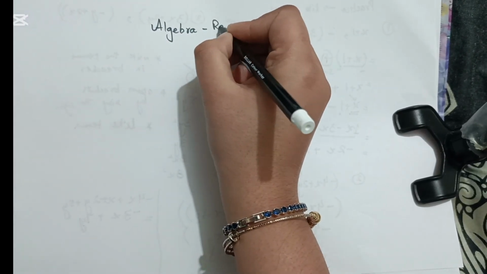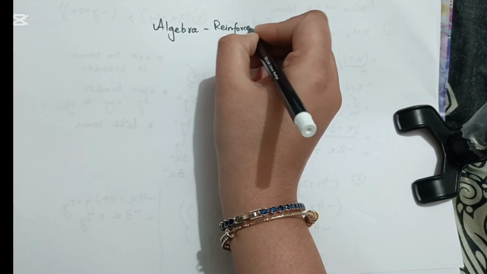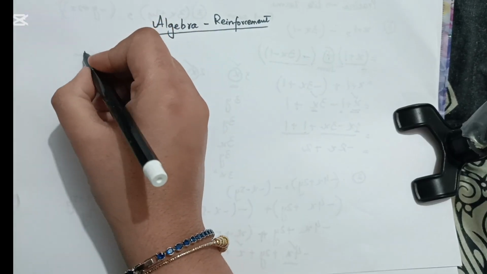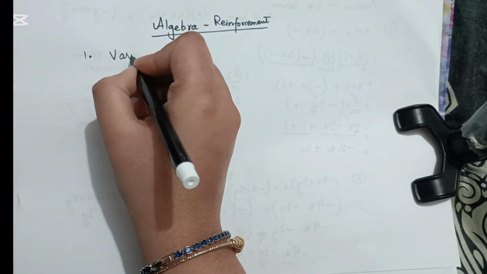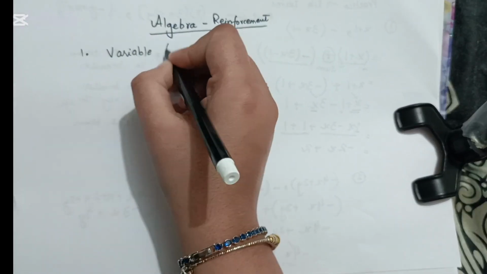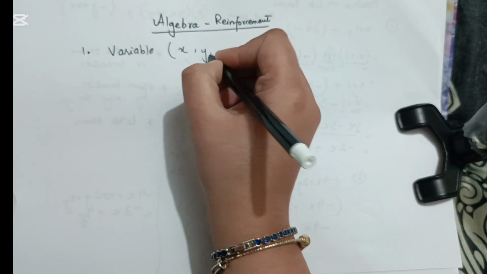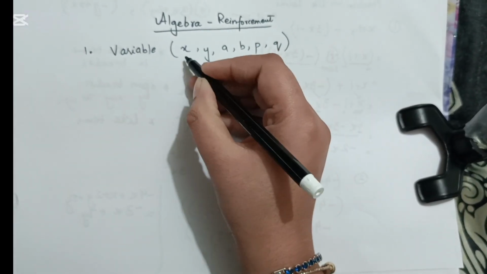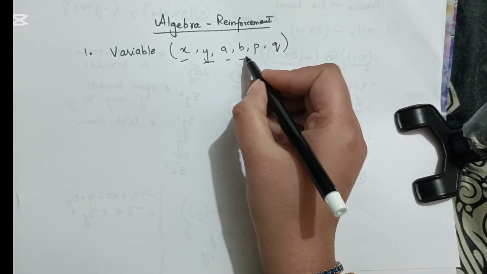Right? Reinforcement, because you have done this previously in some previous videos. So we are doing the reinforcement. First of all, what is a variable? We have learnt that x, y, a, b, p, q are the variables in an expression, and these are the variables of algebra, right?